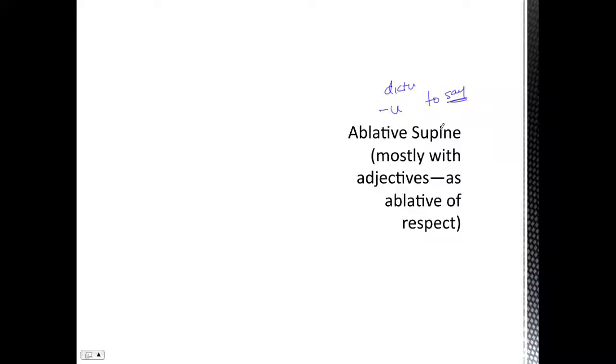The second use is the ablative. Remember, these are going to end in u, so dictu. We're also going to translate them as to say or to whatever the verb is, right, like an infinitive. But it's going to mostly be used with adjectives and a few nouns as an ablative of respect. So, for example, horribile dictu, and this is a very common exclamation. Horrible, there's our dictu, there's our supine ablative, horrible to say. It's a horrible thing to say. Horrible with respect to saying.